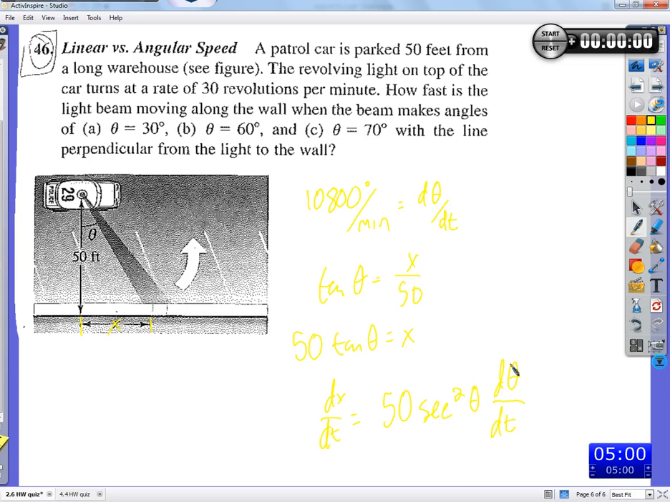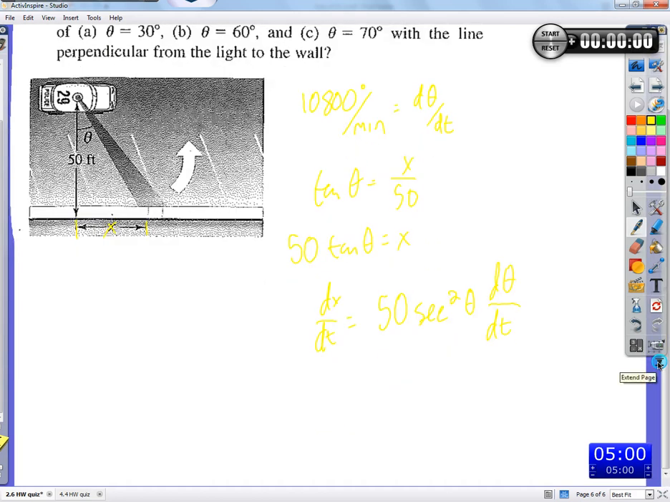There's d theta dt, 10,800, but we need to know theta. So what's theta when the angle is 30 degrees? It's 30 degrees. So dx over dt is 50 times secant squared of 30 degrees times d theta dt, which is 10,800 degrees per minute.